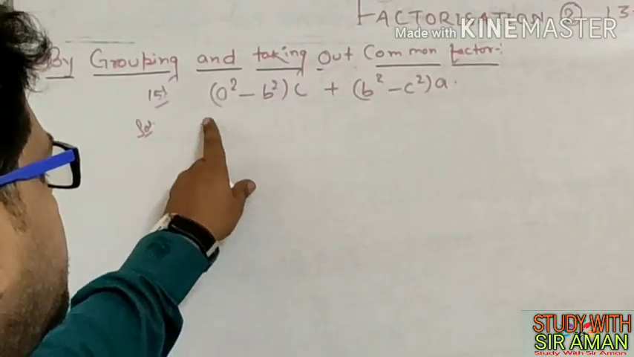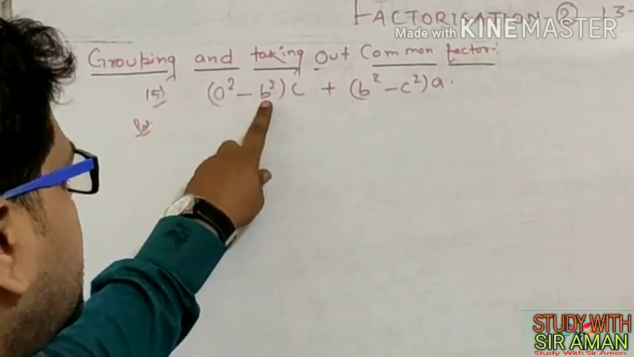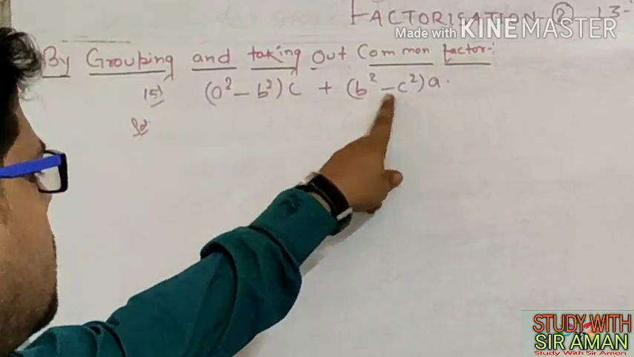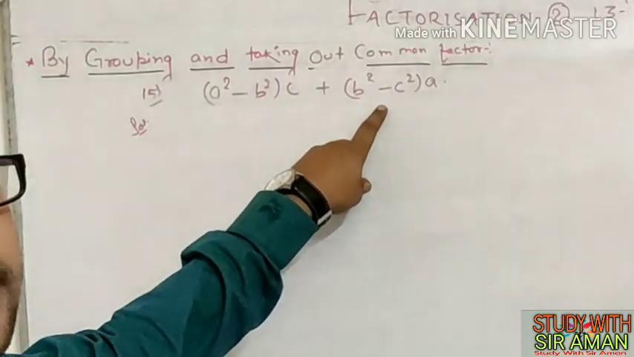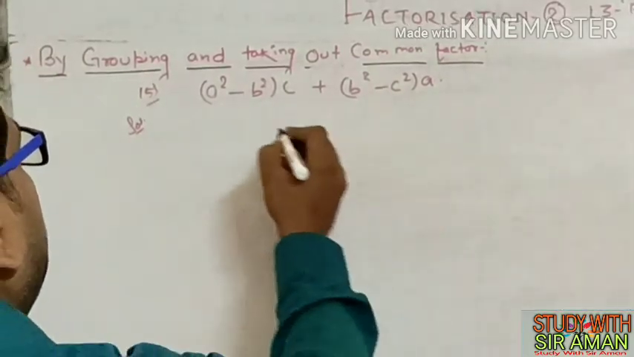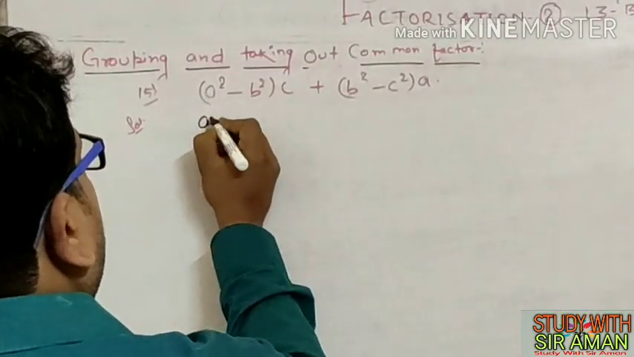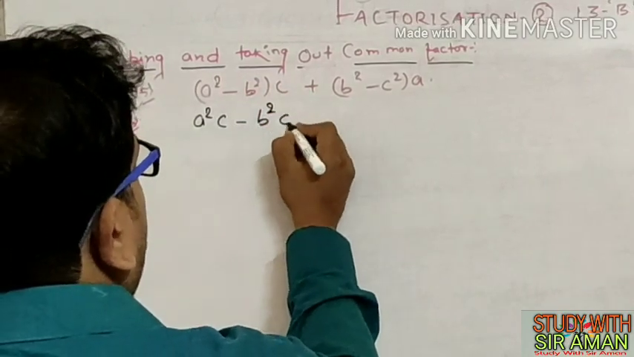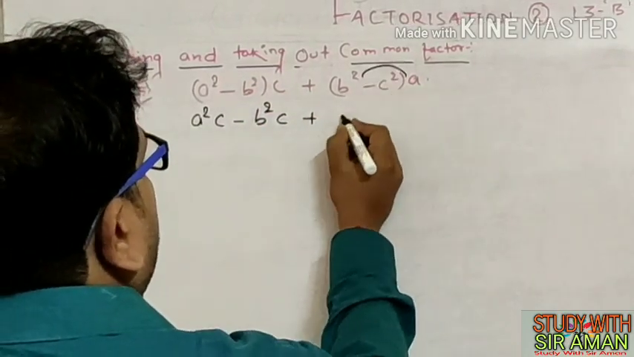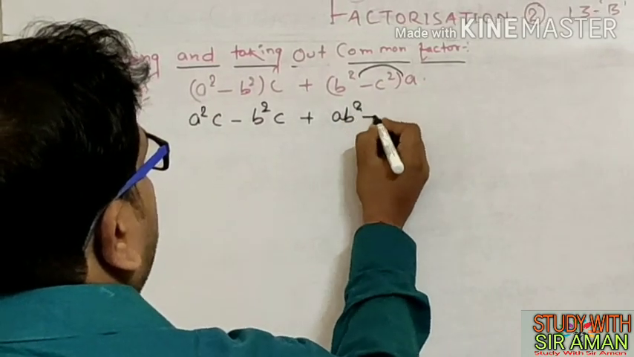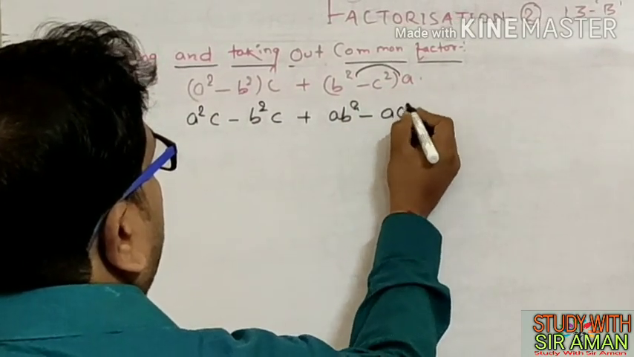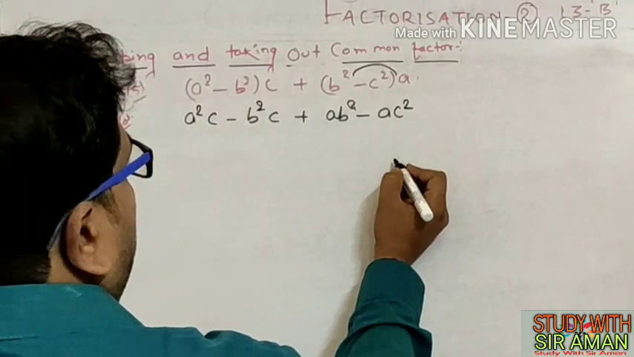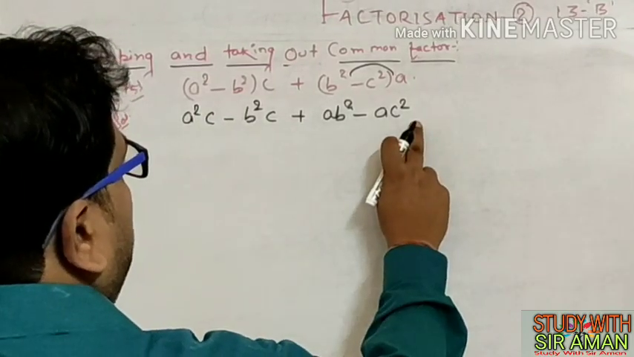Different type of question. a² − b², b² − c². It is not common, so we have to expand the term. a² into c, a²c, b² into c, b²c, plus multiply ab², multiply ac². Okay, now it is the question.